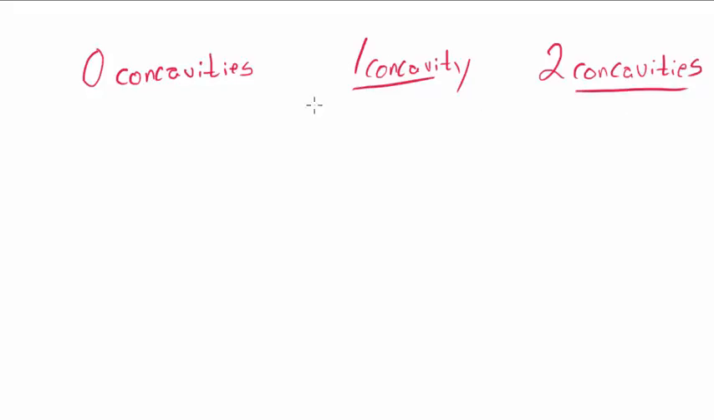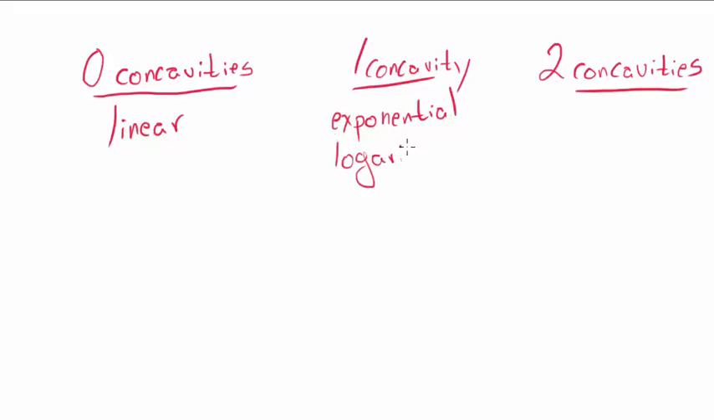Obviously linear was a straight line that had no concavity. Then with 1 concavity we saw exponential models, we saw logarithmic, and then we looked at quadratic. So all 3 of these have 1 concavity.